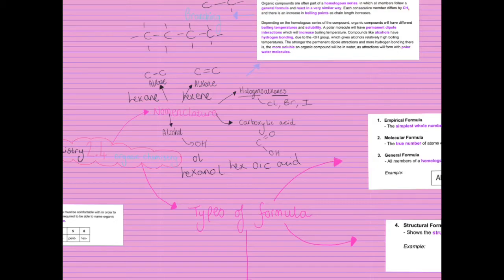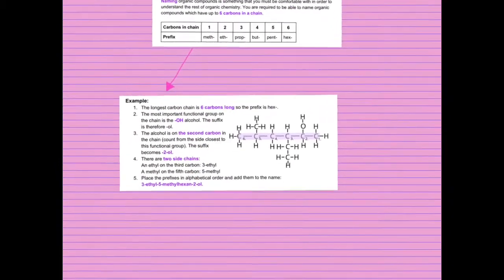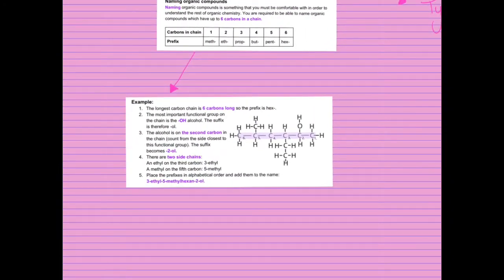Moving on, we're going to have a look at naming one. These are the rules you need to remember to name them, and obviously there will be loads of different ones. First thing to mention: if it's that way round, that's still fine, it's still a compound that you can name. First thing you need to do is work out where your longest chain is.